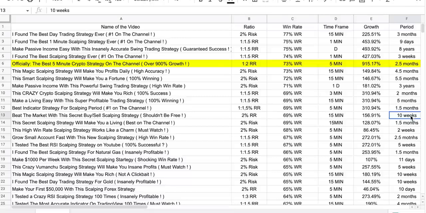And if we compare this strategy to some other strategies we've already got on our channel, we see that in terms of account growth, this strategy is an absolute winner. And this is mainly because our risk-reward ratio is higher than usual. So yeah, definitely go ahead and backtest this strategy on different markets and different time frames as well.